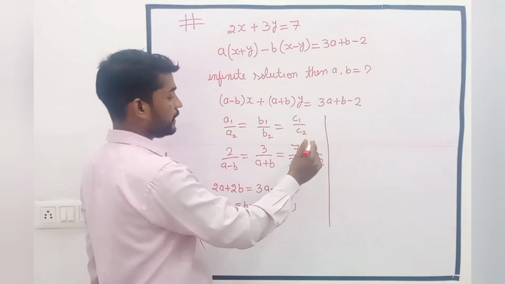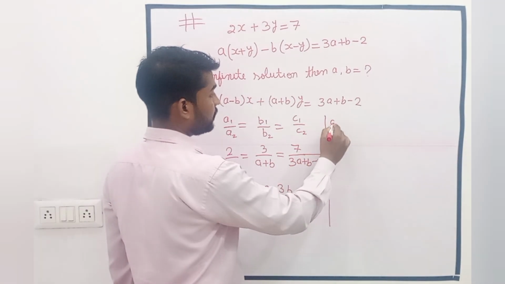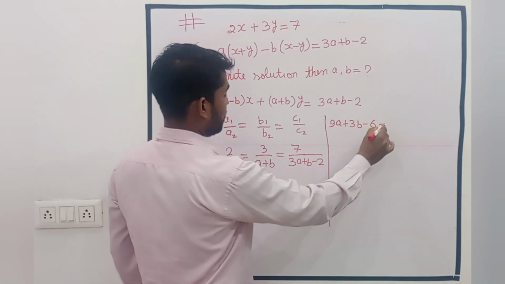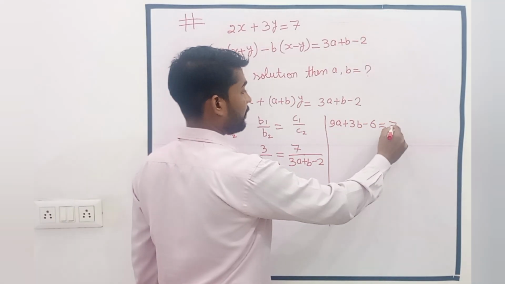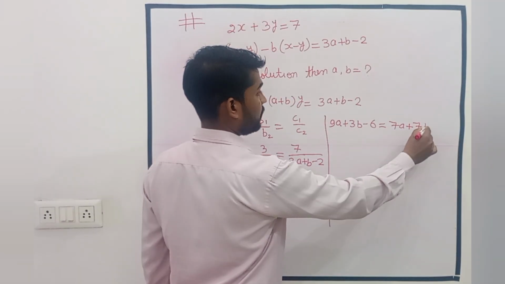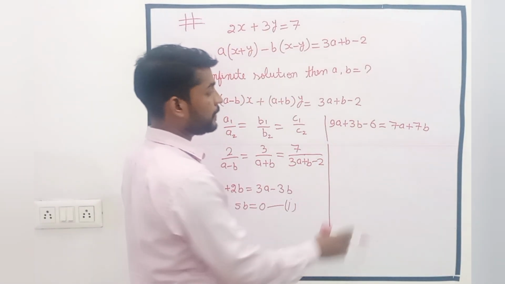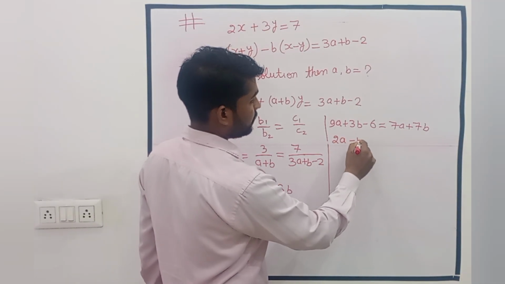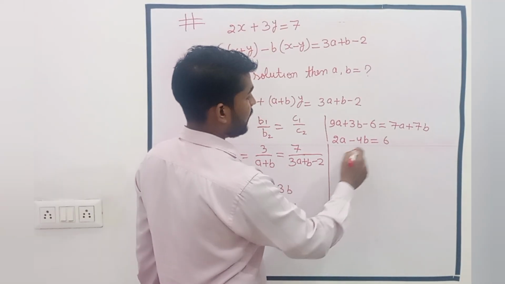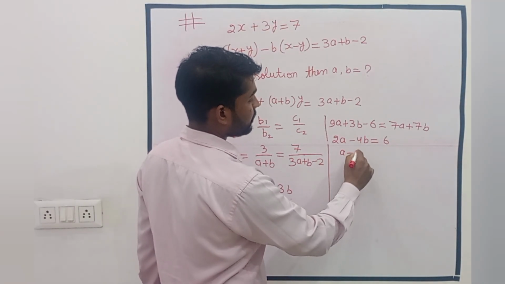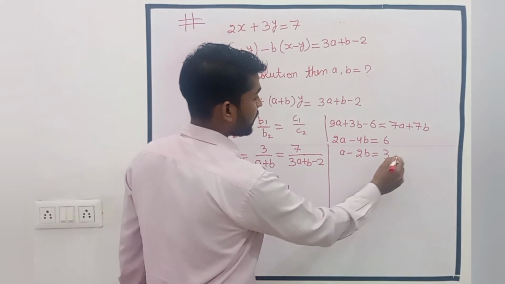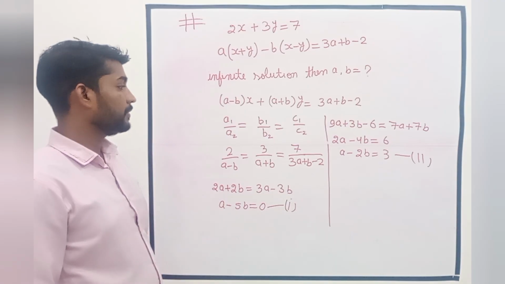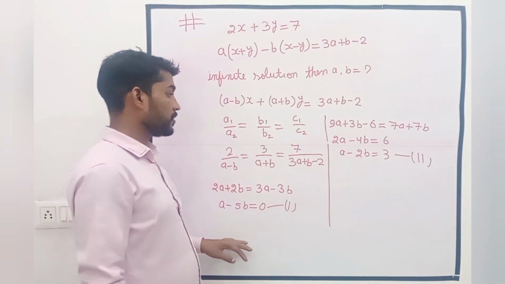as in the cross multiplication, and then we have 3 from here, and then 9a plus 3b minus 6 equal to, and then again cross multiplication, 7a plus 7b, and arrange this equation in the form of a and b, and 2a minus 4b equal to 6, and divide this equation by 2, and this is 2b equal to 3, and this is equation number 2. And this equation represents a different equation, and now solve these two equations.